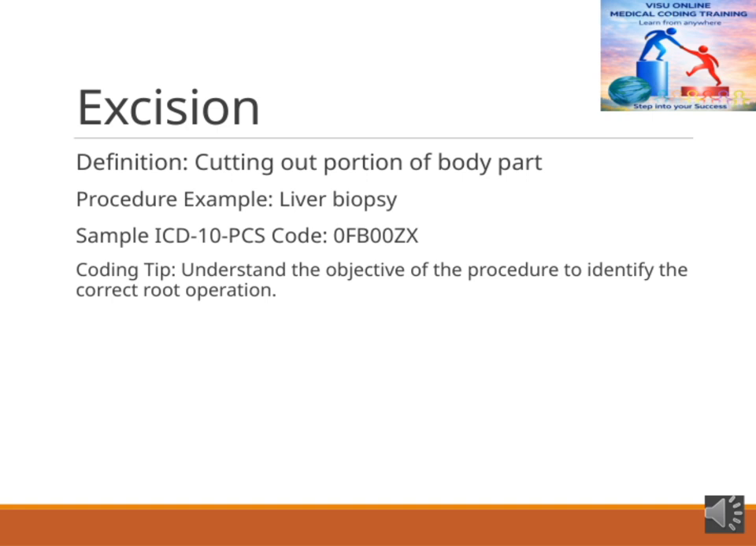The sample ICD-10 PCS code for this type of procedure is 0FB00ZX. It's important to understand that in coding, knowing the objective of the procedure helps us identify the correct root operation. In this case, excision is the key concept because we're removing tissue to diagnose or treat. Remember, the main takeaway here is that excision involves cutting out part of a body part, and understanding the purpose behind the procedure is crucial for accurate coding. This ties back to our overall theme of understanding surgical procedures and their coding nuances.